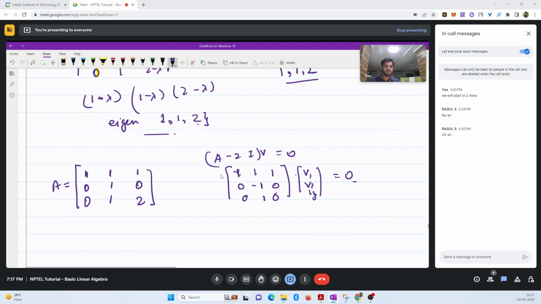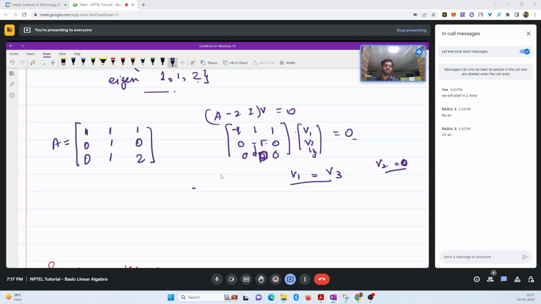सॉरी सर, v1 equal to v3 है. v1 is equal to v3, और एक कुछ 0 भी बनेगा ना, v2 शायद 0 बन जाएगा. सर v2 equal to 0. हाँ, so we can just make this entry as 0 by adding this thing, then that would give us v2 is equal to 0, and from first one we'll get v1 is equal to v3. So what can be a possible option? Possible can be 1 0 1, right?